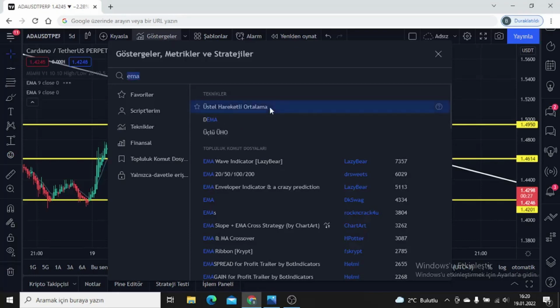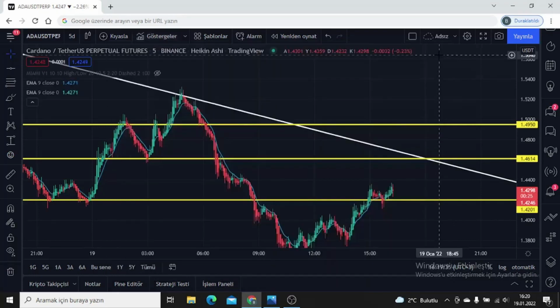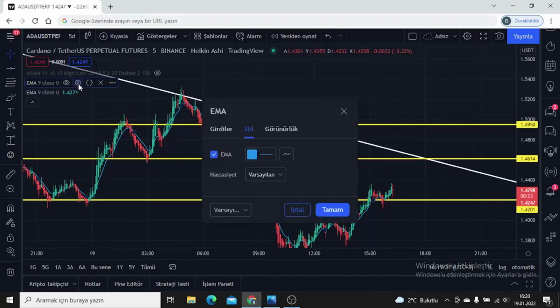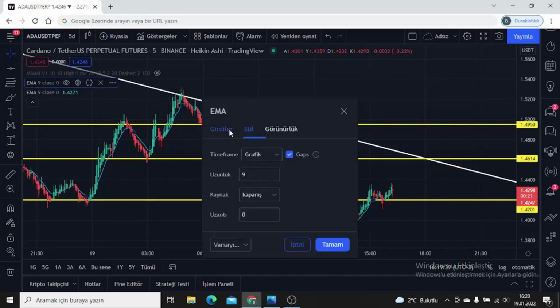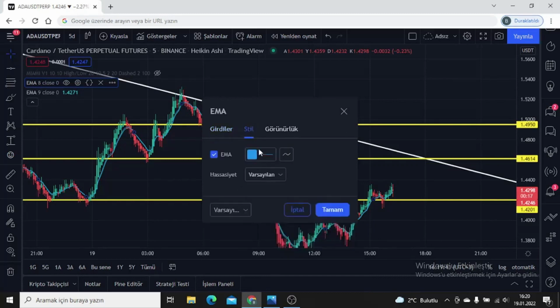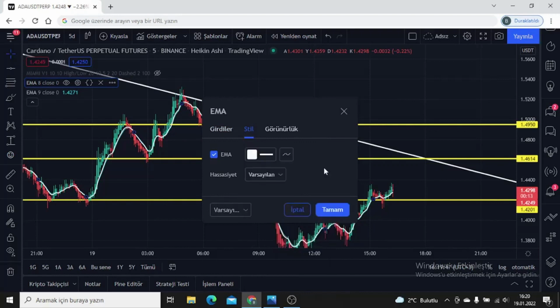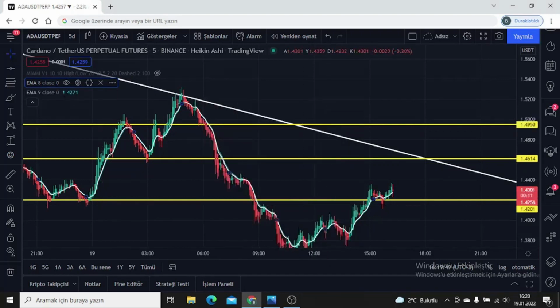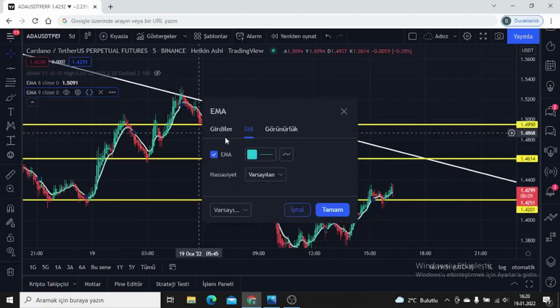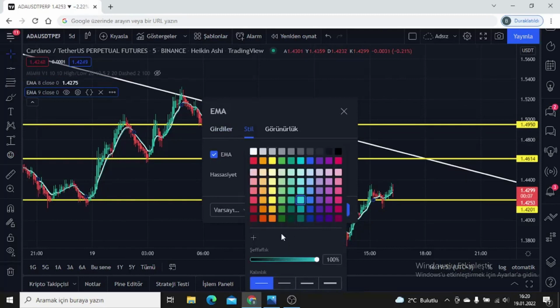It says exponential moving average. When you click on it 2 times, 2 EMAs will appear on the screen. After that, we will edit the input settings. Remember, you're going to set the first one's input to 8. Let's make it white, let's thicken it. We will set the other's input to 5.